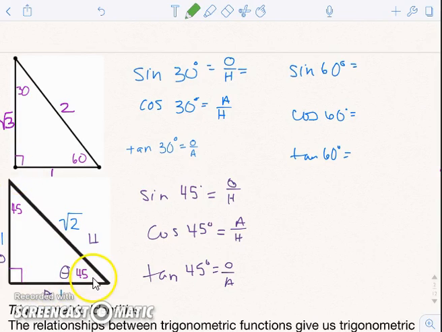The other triangle is a 45, 45, 90. The nice thing here is it's a 1 and a 1. It doesn't matter which one goes where, and then a radical 2 on your hypotenuse.